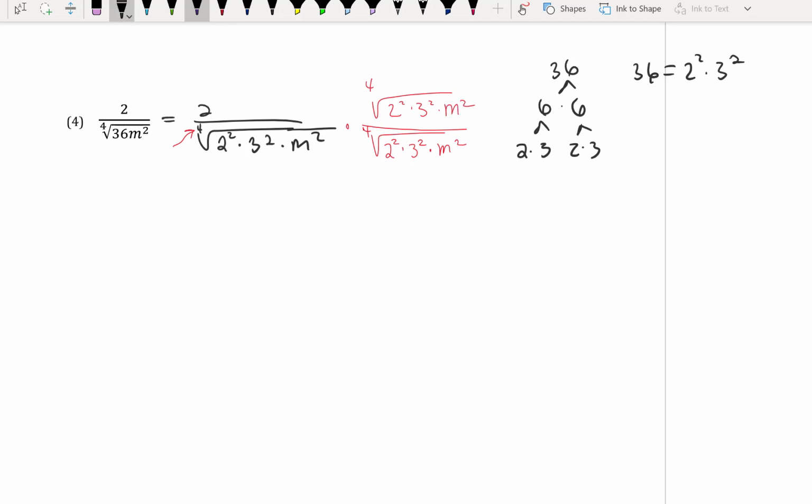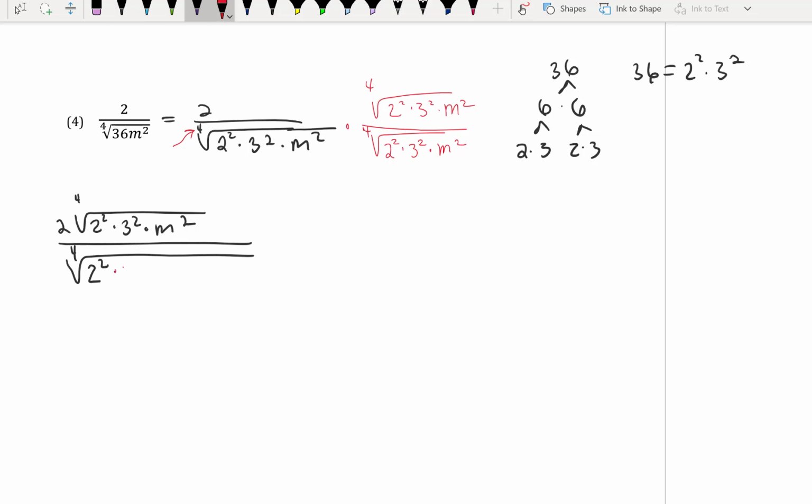And so when I do that, up in my numerator, I have 2 times the fourth root of 2 squared times 3 squared times my m squared. And down at the bottom, remember, I have my fourth root. I have 2 squared multiplied by that 2 squared. I have my 3 squared times my 3 squared. And I have my m squared times my m squared.